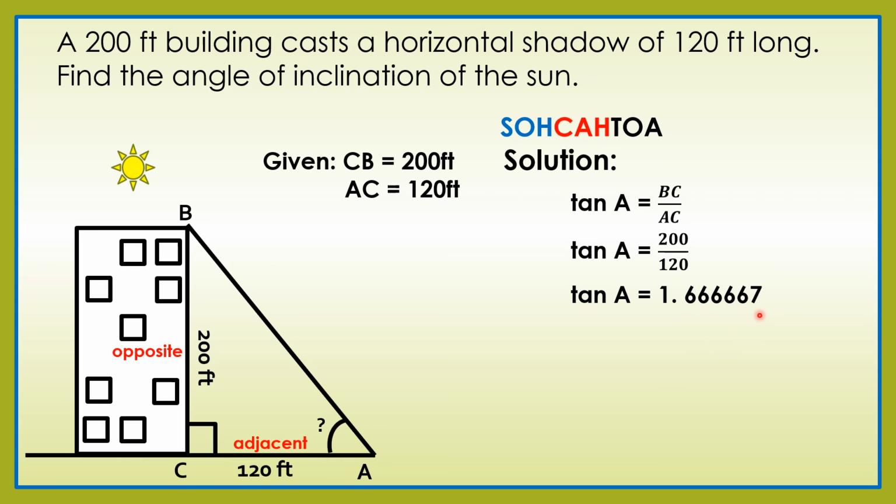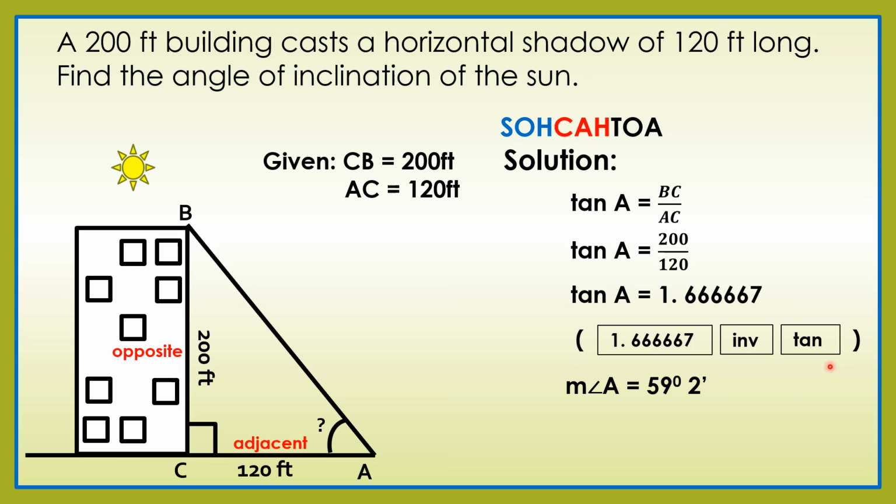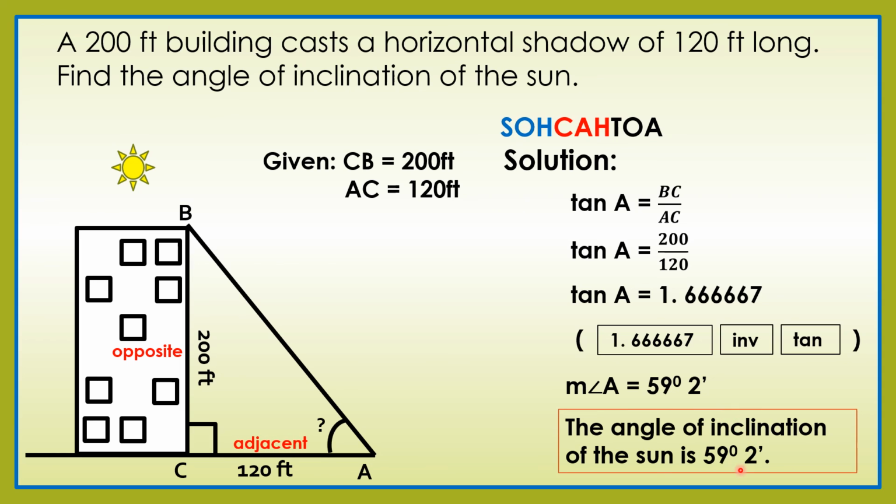1.666667. And then, after that, using the calculator, you can press 1.66667, and then press inverse, then press tangent. So, we can have now the measure of angle A, which is 59 degrees and 2 minutes. So that is the angle of inclination of the sun, which is 59 degrees and 2 minutes.